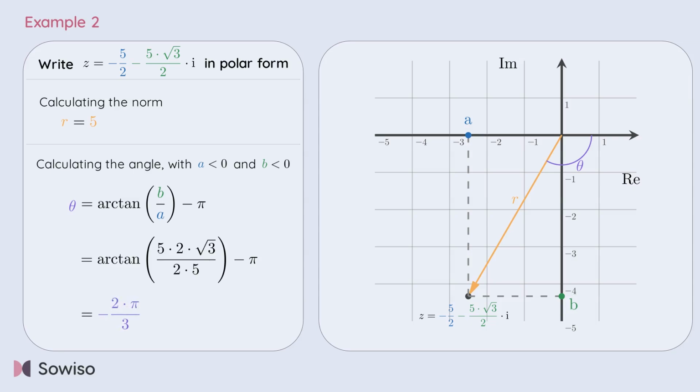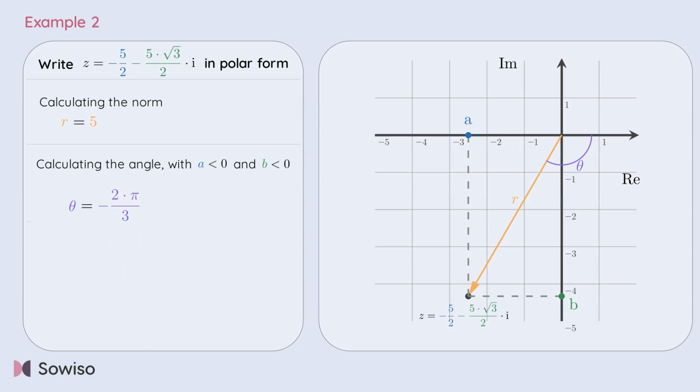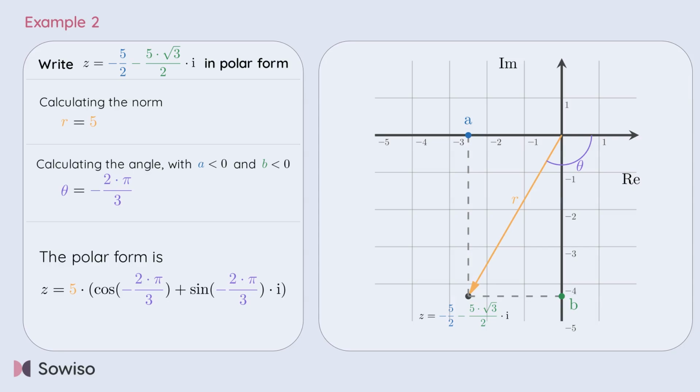pi over 3. We can now write down the polar form by substituting our values for r and theta. This gives us the polar form. z is equal to 5 times the cosine of minus 2 pi over 3 plus sine of minus 2 pi over 3 multiplied by i.